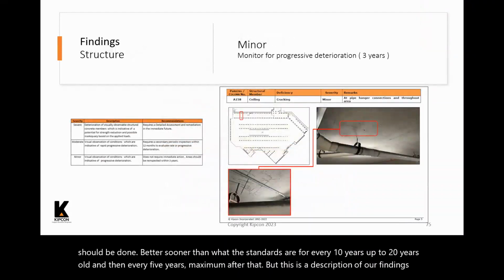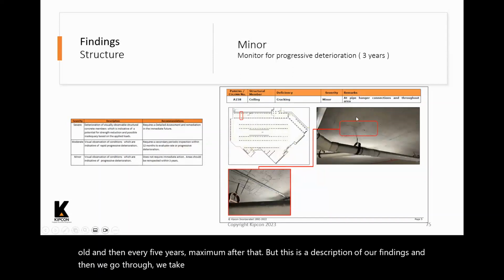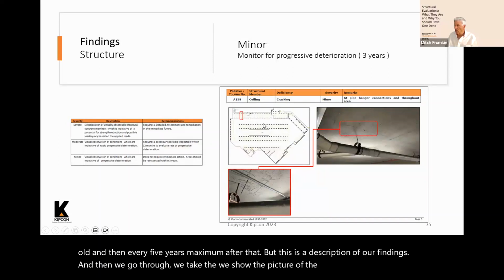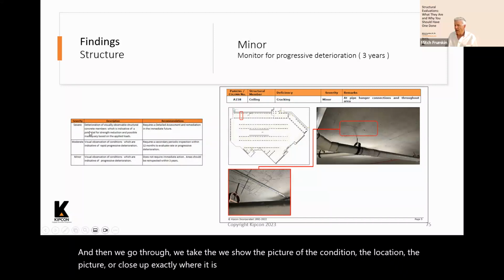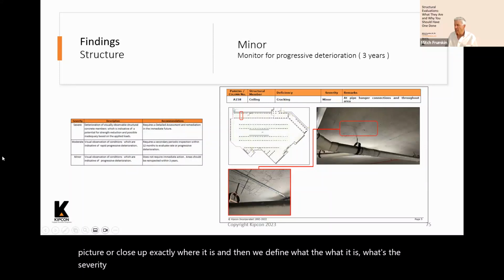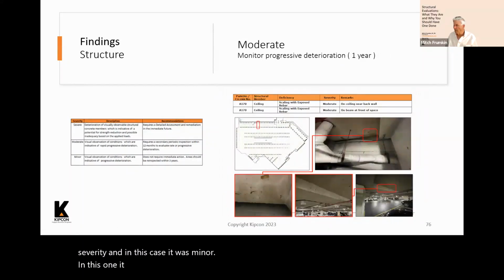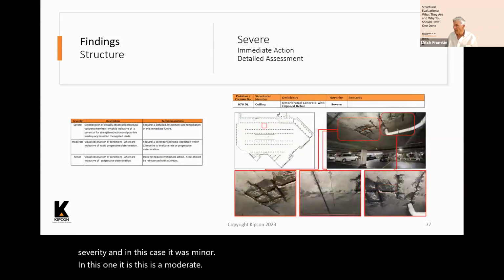And then we go through and we show the picture of the condition, the location, a picture, a close-up, exactly where it is. And then we define what it is, what's the severity. And in this case, it was minor. In this one, this is moderate. And this is another example, and this is severe.